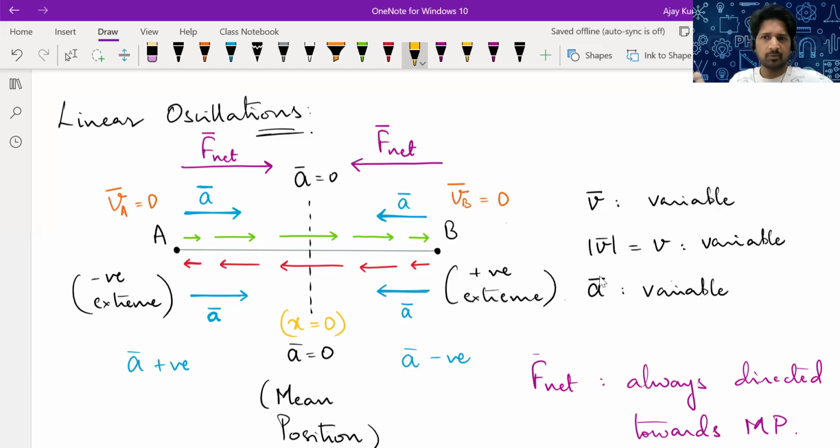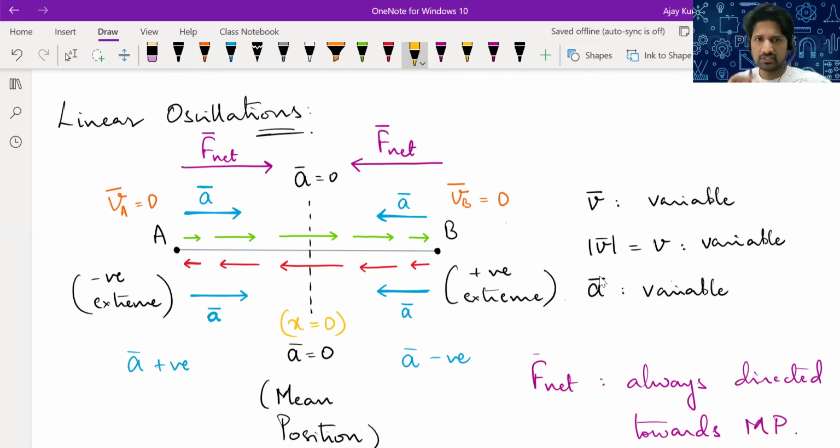So the right side becomes the positive x-axis, and the left side of the mean position becomes the negative x-axis. When the position of the object is positive, force is negative. When the position of the object is negative, force is positive. Fine. Or to be more generally correct, you can say it like this.